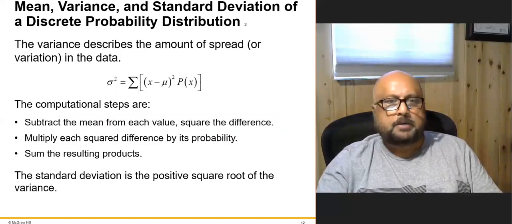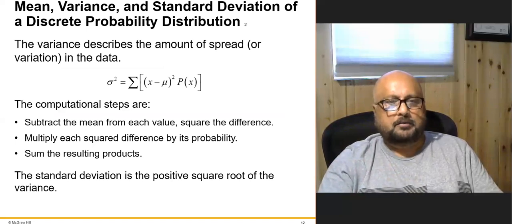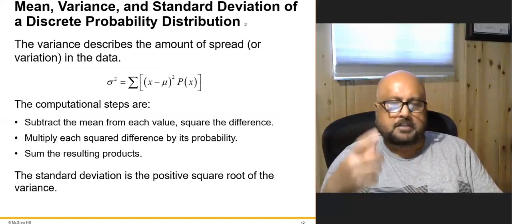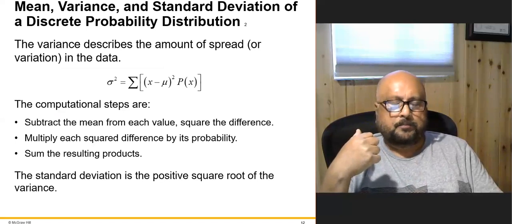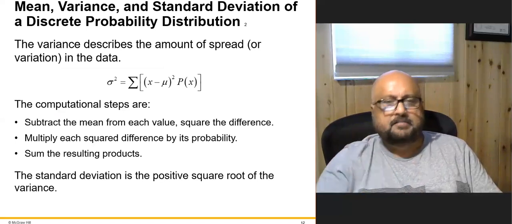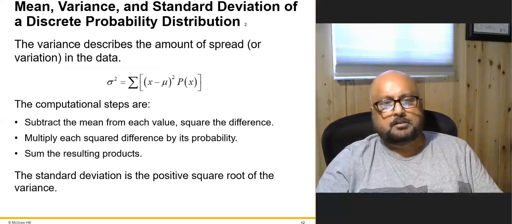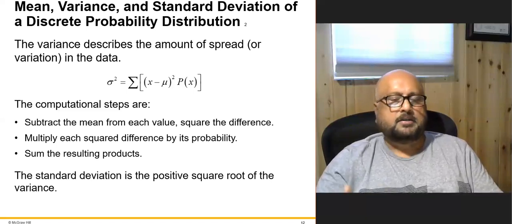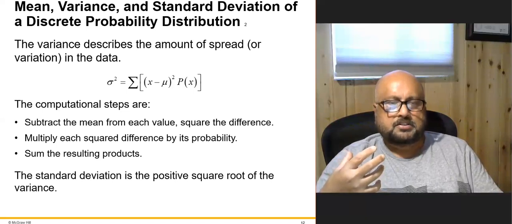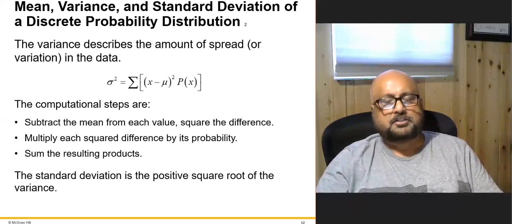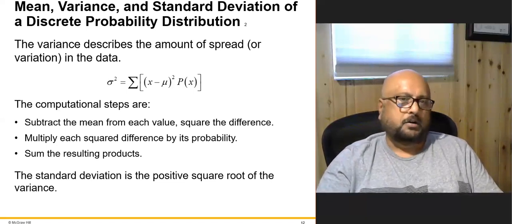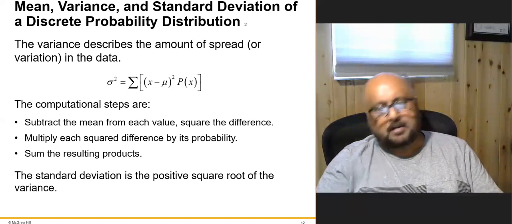And when we take the square root of that, that gives us the standard deviation. Standard deviation is only sigma. So if sigma squared, the variance, is given to us, we take the square root of that. It gives us sigma. Sigma is the standard deviation, which measures the spread around the mean, whether it's on the left-hand side of the mean or the right-hand side of the mean.